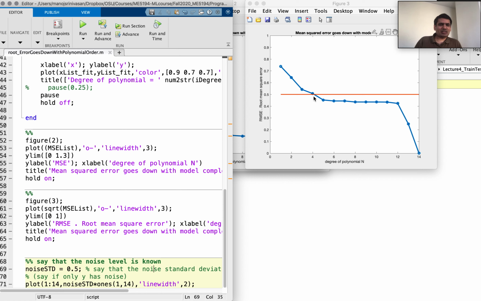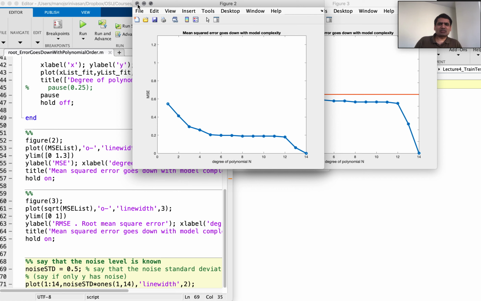So what should you pick? You want to pick the polynomial order that has roughly the same amount of error as there is noise in the system, right? So in this case, at least by this metric, you want to pick the fourth order polynomial as being the best possible. If you make this much lower, then it means that you're just approximating noise, which you don't want to do.